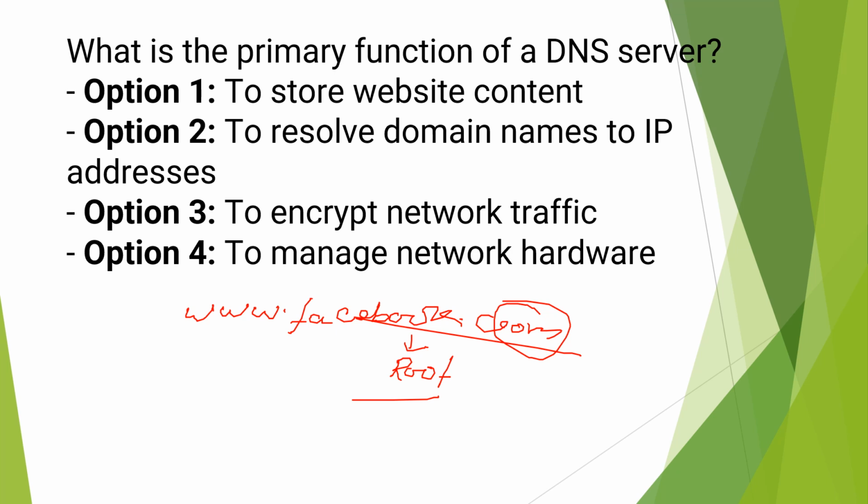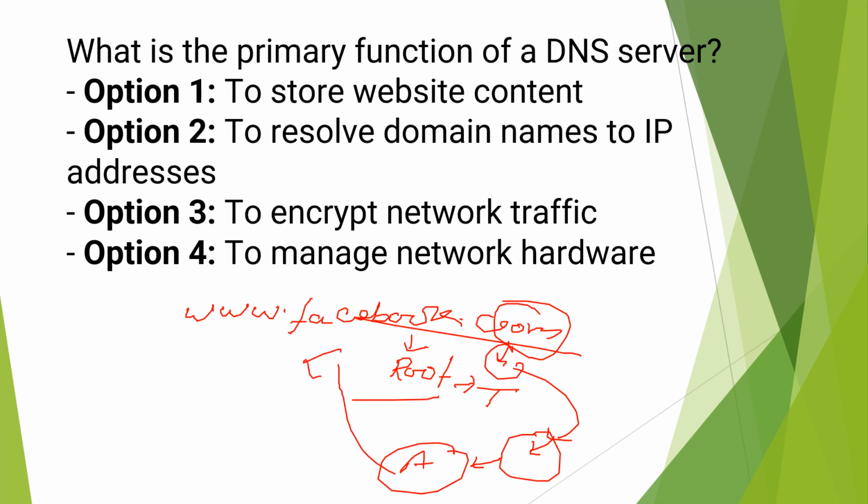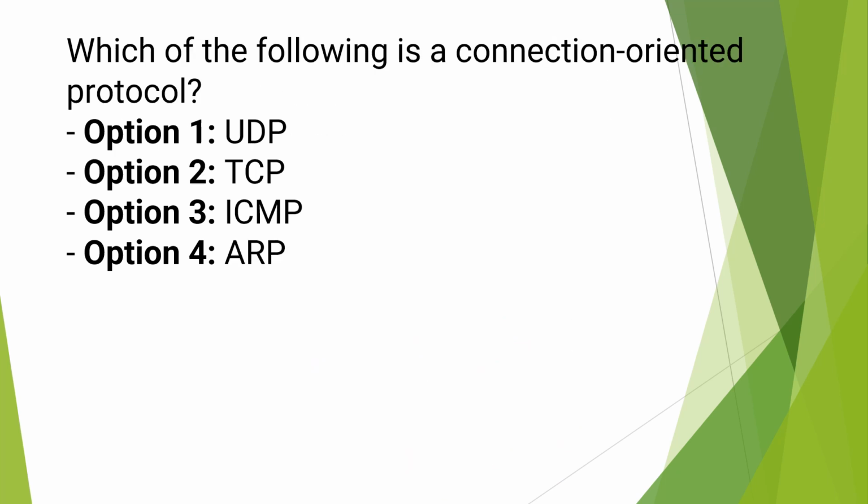So the root level will point to the top-level domain, where .com is stored, and then .com will say, okay, this is my domain, and the administration of .com will provide the IP address, and then they will give the IP address to the DNS server to resolve it. Okay, which is connection oriented? As we know, ICMP is used for error reporting, ARP for address resolution, and then TCP and UDP. So connection oriented is the TCP protocol. This is the correct answer.